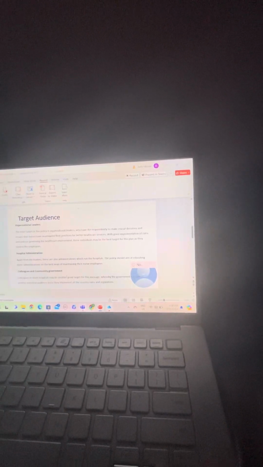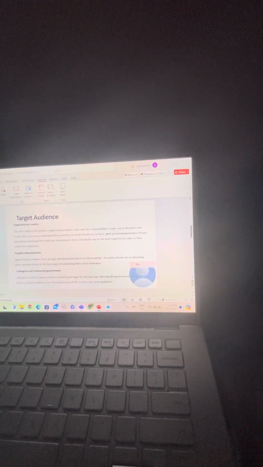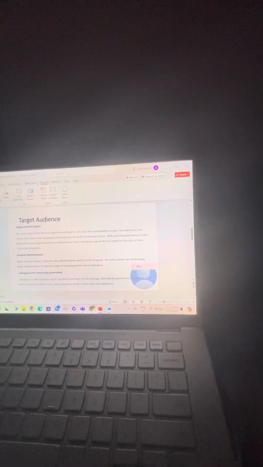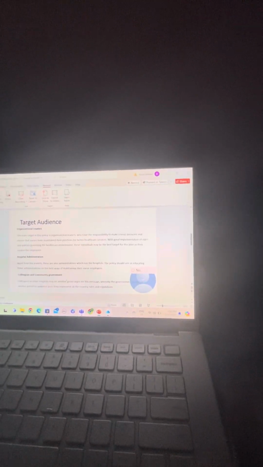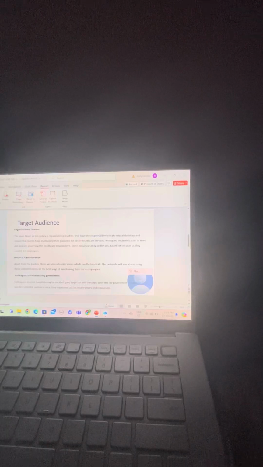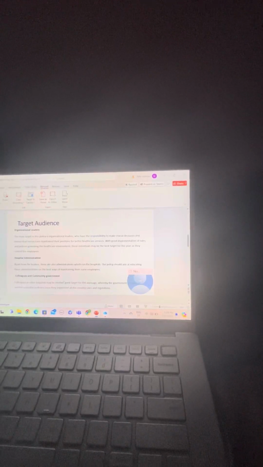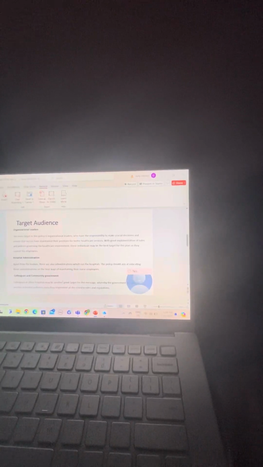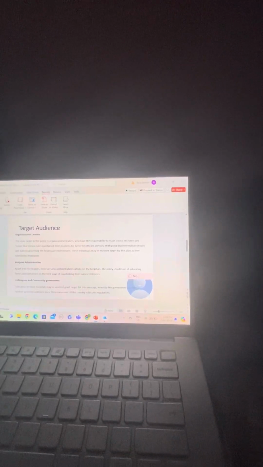Hospital administration. Apart from the leaders, there are also administrations which run the hospitals. The policy should aim at educating these administrations on the best ways of maintaining their nurse employees. Colleagues and community government. Colleagues in other hospitals may be another good target for this message, whereby the government can also be another potential audience since they implement all the country rules and regulations.